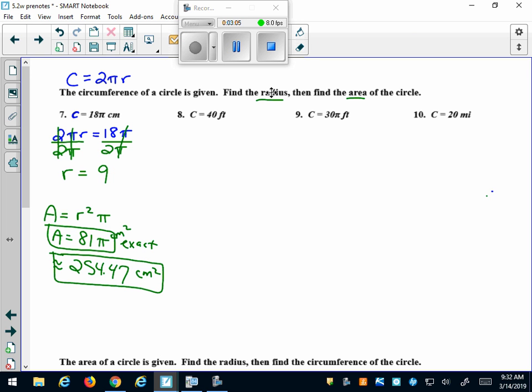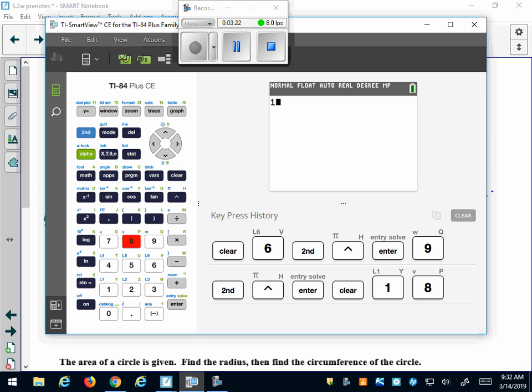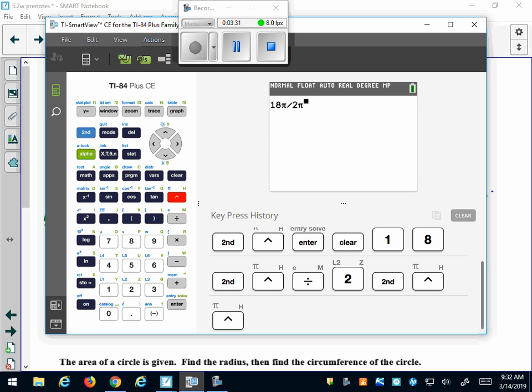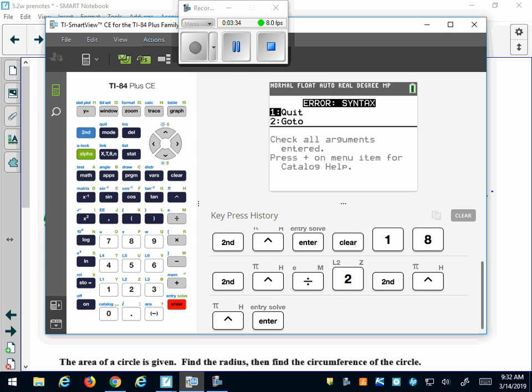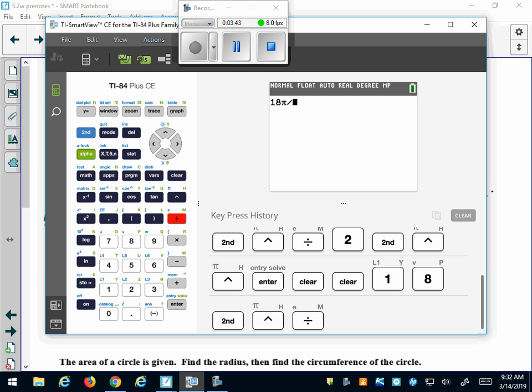Okay, so let me show you what I was saying. Be careful. First of all, what did we do here? We did 18 pi divided by 2 pi, right? Let's look at the calculator. Watch me first. If I do 18 pi divided by 2 pi, what did we get when we did that? We got 9. Ooh, what did I do wrong? Oh, okay, sorry. Let's do that again. 18 pi divided by 2 pi. We expect to get 9.